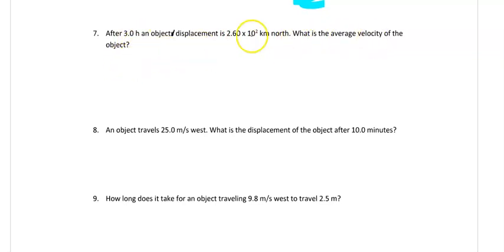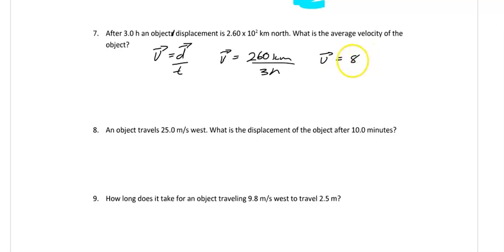Now, because we've got kilometers and hours, we can just find an answer in kilometers per hour, right? Average velocity is equal to displacement over time. The velocity, therefore, is equal to 260 kilometers divided by 3 hours, or an average velocity of 87 kilometers per hour. Now, I know that the calculator answer is actually 86.7 kilometers per hour, but because we've got 2 digits and 3 digits, mixing the digits, we go with the least number of sig digs, and that would be 2.